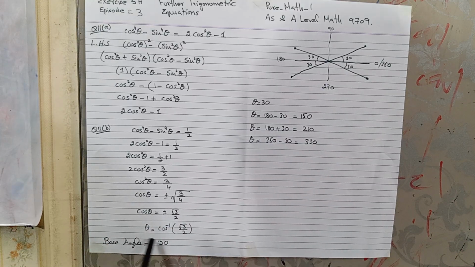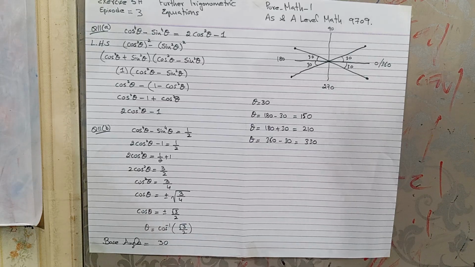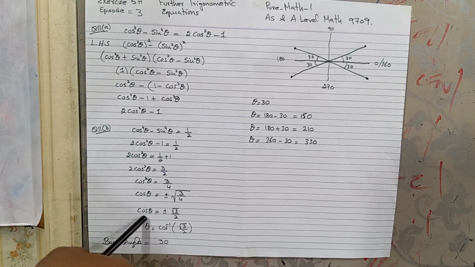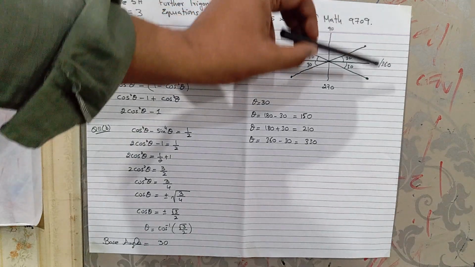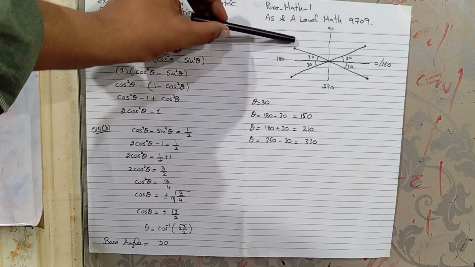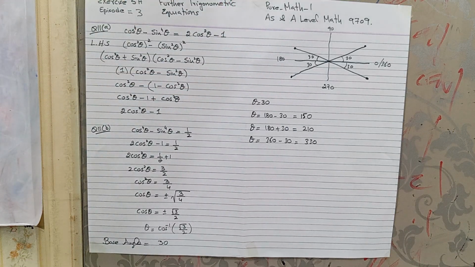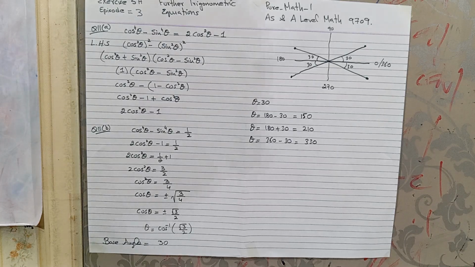Okay, so theta is cos inverse of under root 3 by 2. When you do this on your calculator, the base angle will be 30 degrees, because here the cos is both positive and negative. The cos is positive in the first quadrant and the fourth quadrant, and the cos is negative in the second quadrant and in the third quadrant. So I'm going to find out all the angles. My base angle is 30 degrees.